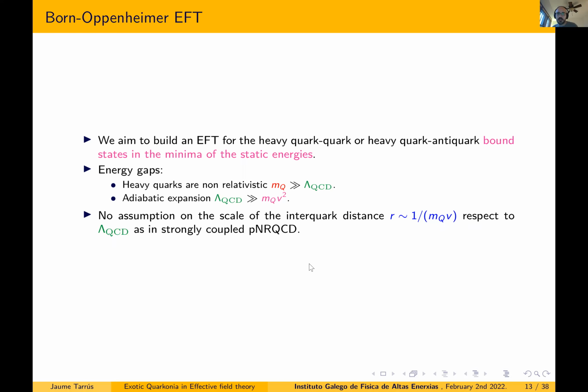field theory to describe these heavy quark anti-quark bound states on top of the static energies. And this is built using these two expansions: the fact that the heavy quarks are non-relativistic, and the radiative expansion. In principle, we will not assume any particular scaling between the soft scale and Lambda QCD, so we will integrate them both out at the same time. In this way, this EFT is a generalization of strongly coupled pNRQCD. We usually call the EFT Born-Oppenheimer EFT because it reproduces this approximation for heavy quarkonium at leading order in the EFT.